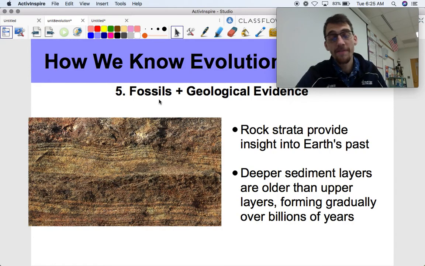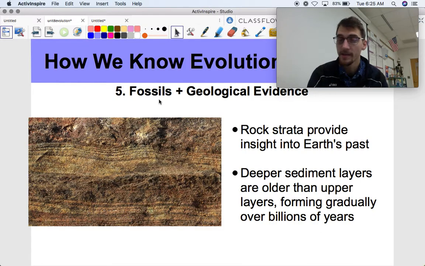Okay, source number 5 of evidence is fossils and geological evidence. Rock strata provide insight into Earth's past. Deeper sediment layers are older than upper layers, forming gradually over billions of years. So you can find different geological evidence for evolution. You can find fossils in different layers of rock. Okay, so this layer of rock is much older than this layer of rock, and this layer of rock, and this layer of rock. And there's areas of the world, these paleontological digs, where you can find these rock strata here. Okay, and this is a really good way of determining which fossil is older than which.